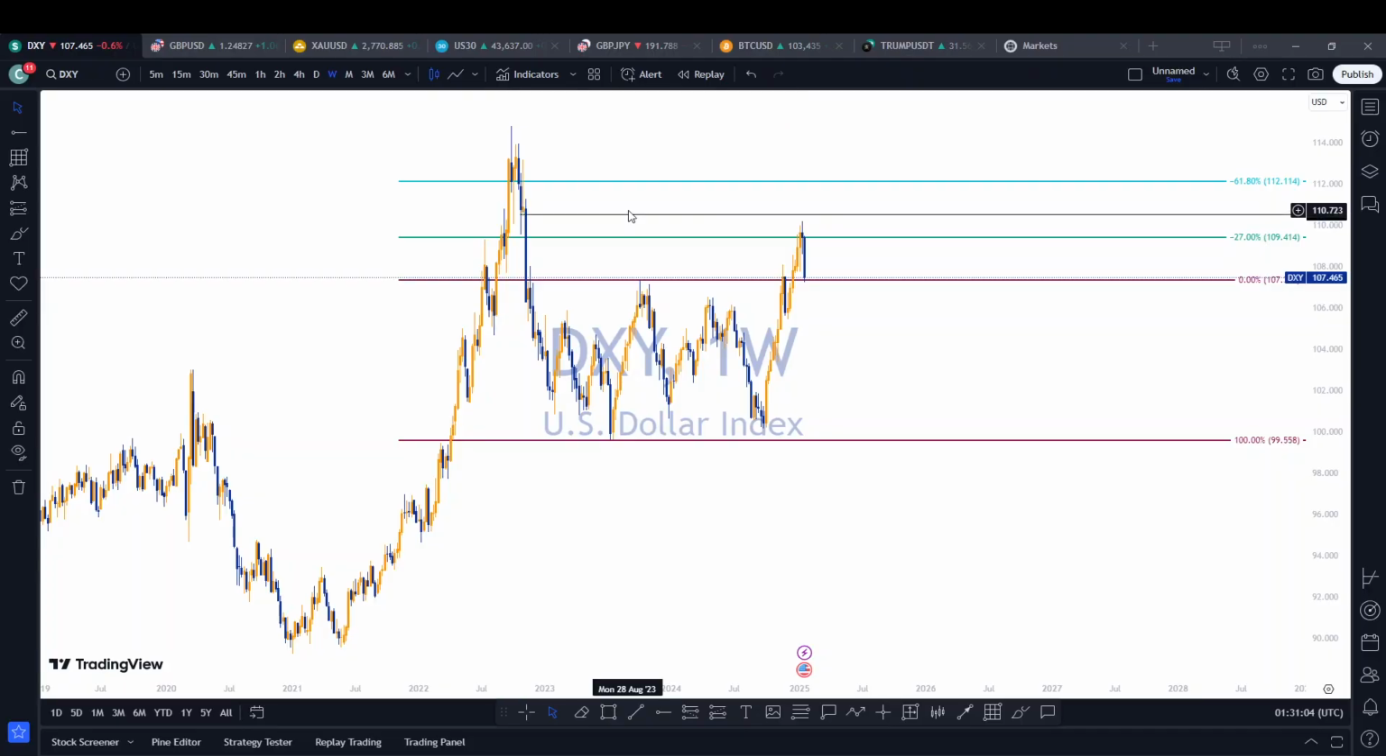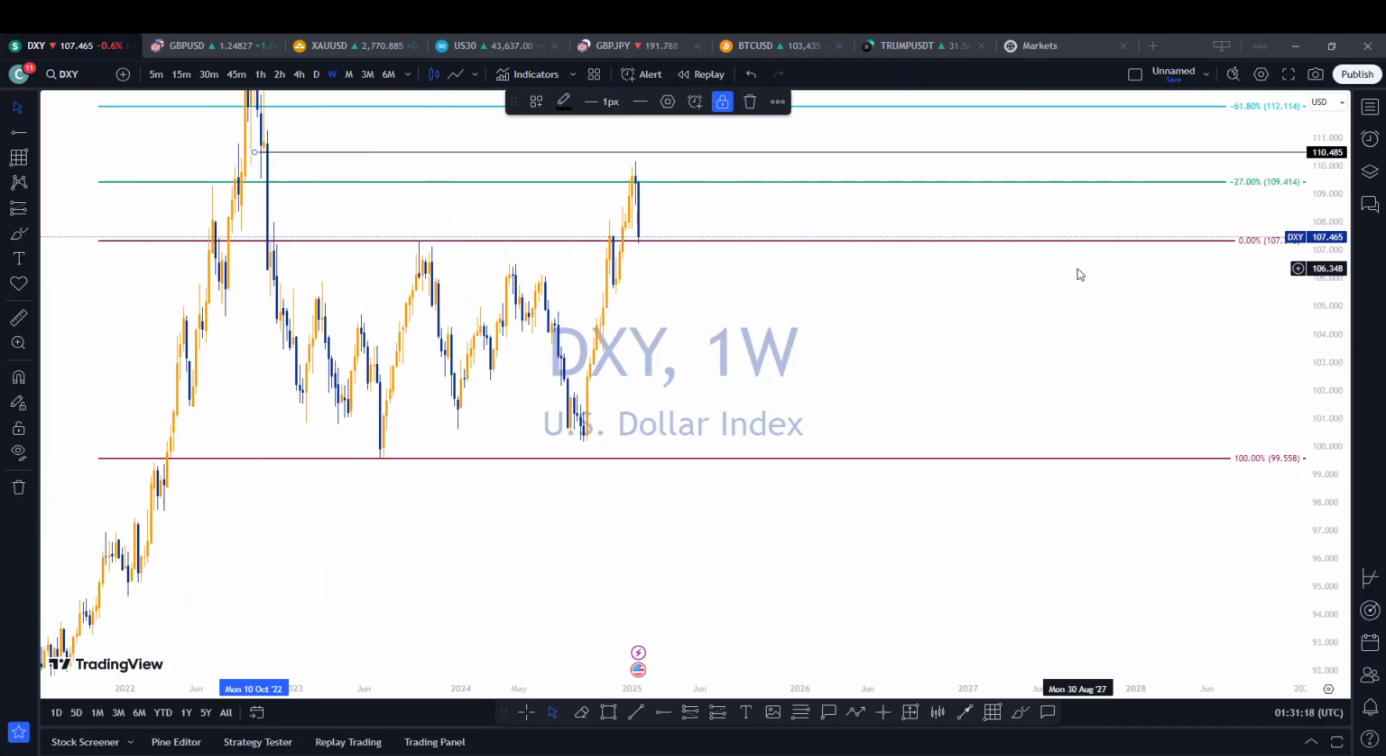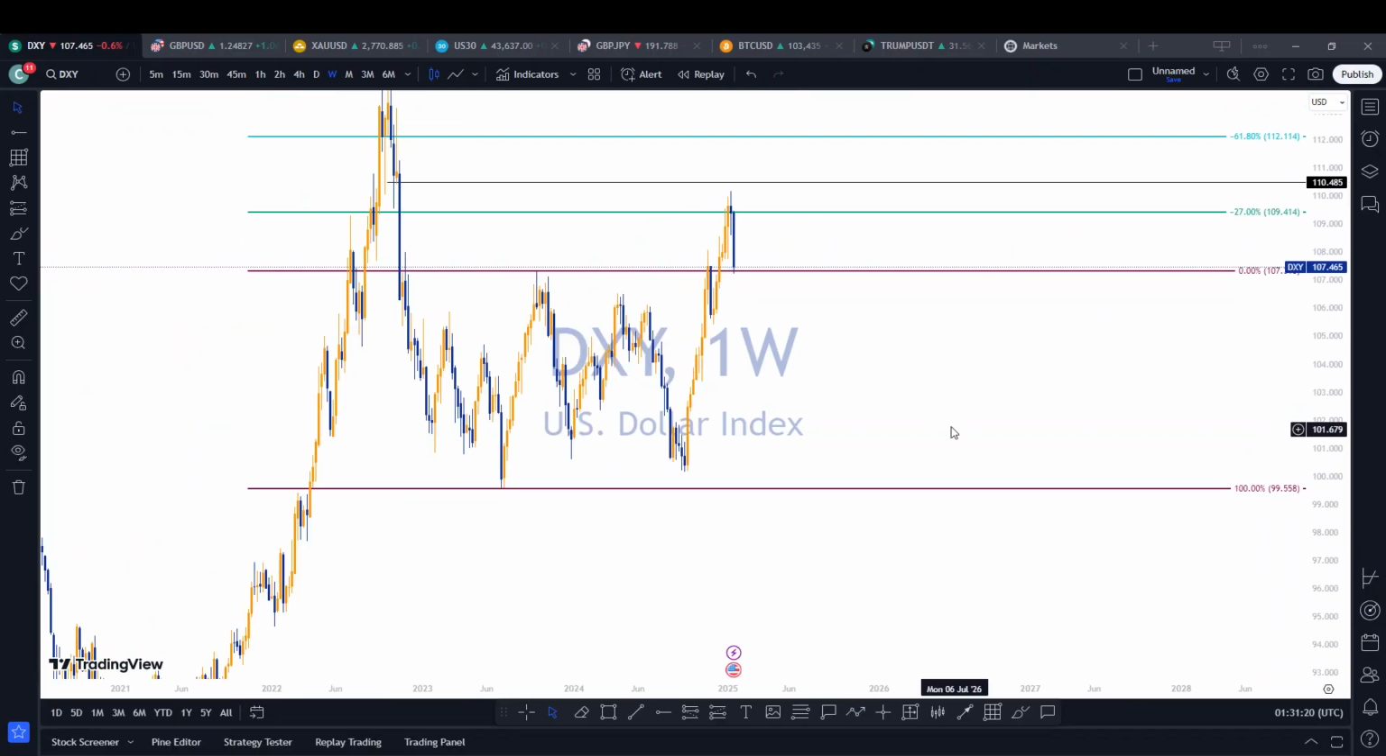Let me put a line here. This is the weekly order block right here, like an imbalance as well that needs to be mitigated. That hasn't been touched yet, so there's still that possibility of it pushing up. But definitely, I was expecting that downtrend because of my 27 TP level right here.